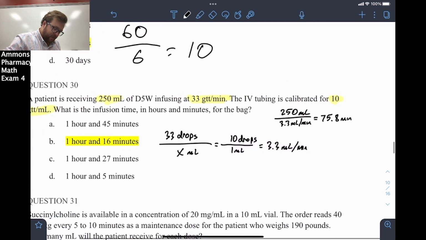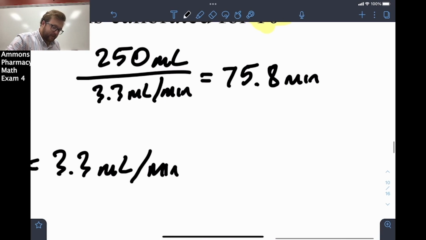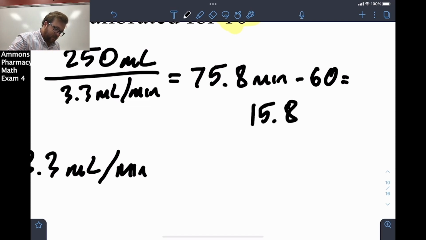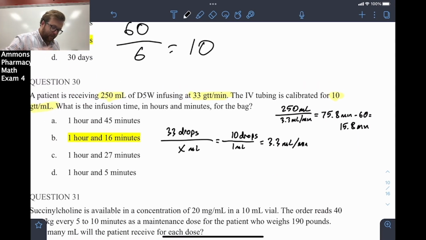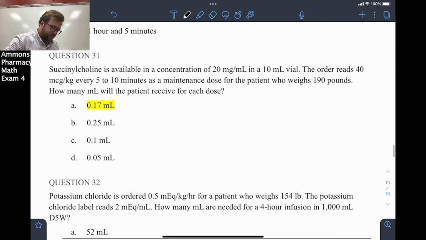Okay, so we know that 75.8 is more than 1 hour, because 75.8 minus 60, because we're taking out an hour, is, why am I doing this? 15.8 minutes. So it's just 1 hour and 15.8 minutes, which is that one.